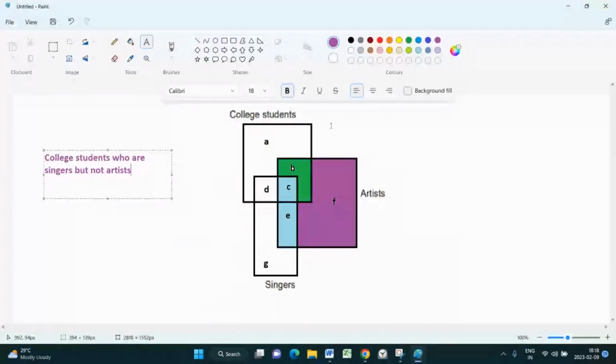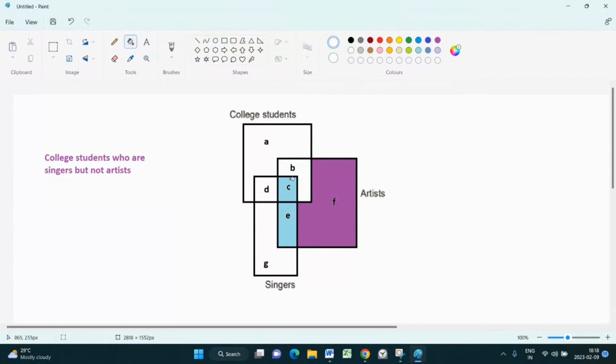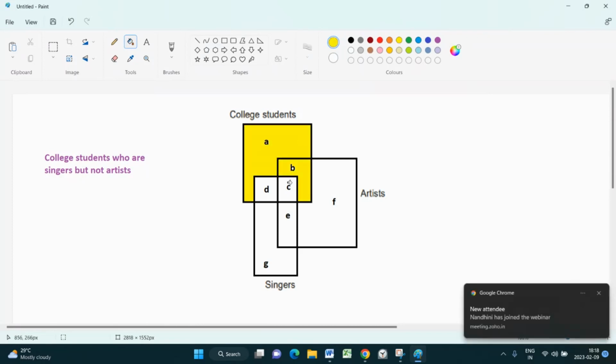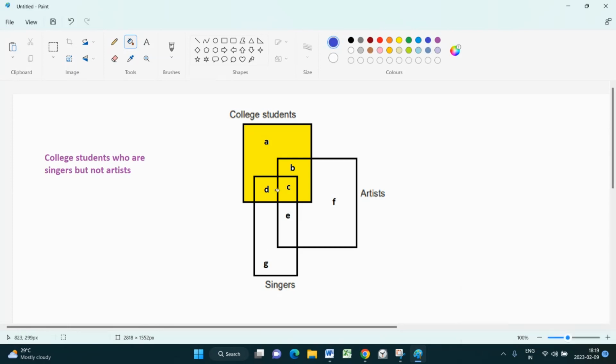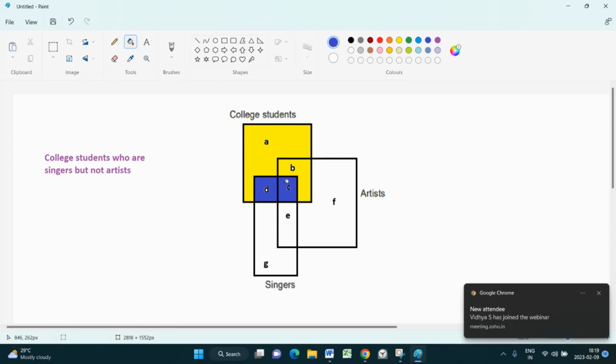This is the question. Now I want to clear what I did for the previous one. I want this to be clean now because I want to fill this. College students. Where are the college students? This is the college student. They're all college students now. Who are singers? College students who are also singers, because this is a singer, I am marking this. Singers, but not artists. So college student is A.